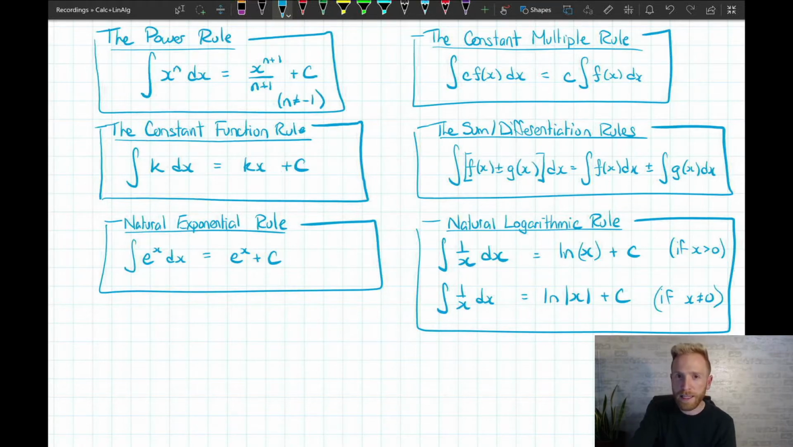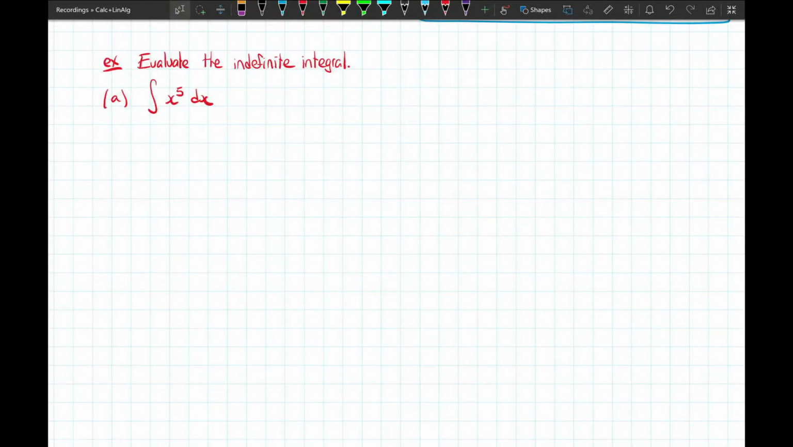Now, if c is an inconvenient letter, because you may be dealing with something like a cost function or marginal cost function, something that already involves a c, then really any letter will do. We just need to make sure that we add some arbitrary constant to give the most general form of the antiderivative. Starting off with a power rule example.